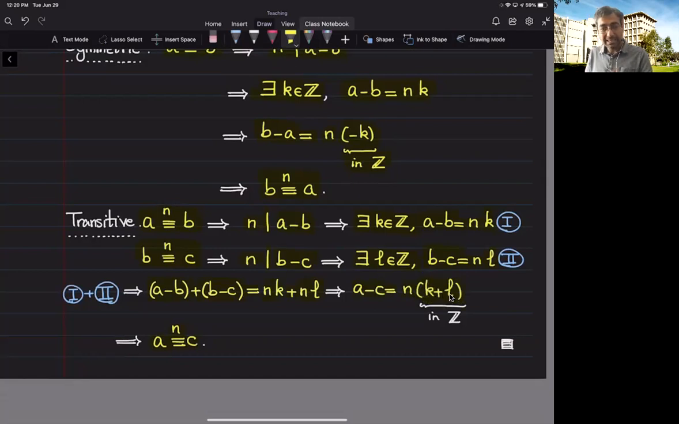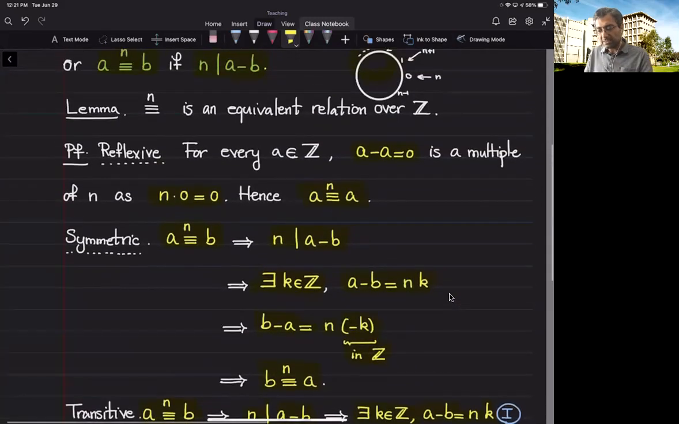But notice, K and L, both of them are integers, and therefore their sum is an integer, which means A minus C is an integer multiple of N. And therefore, it's a multiple of N, which means A is congruent to C modulo N, as we wanted to show. So altogether, we deduce that this mod N relation is an equivalence relation.